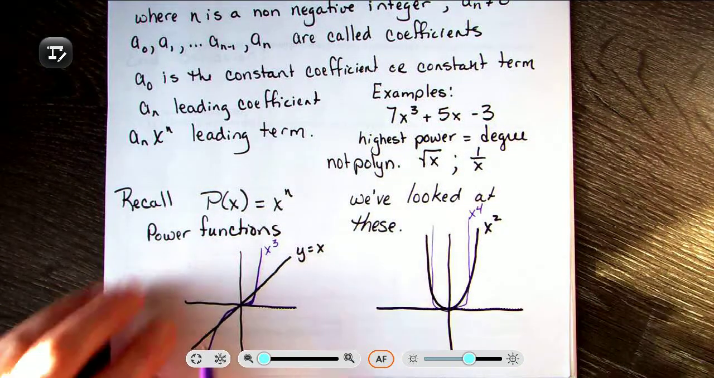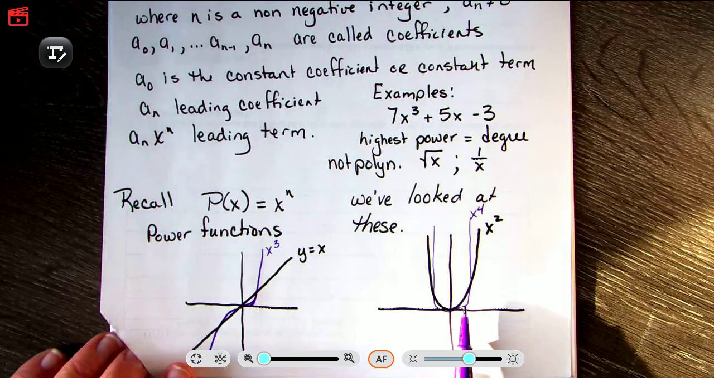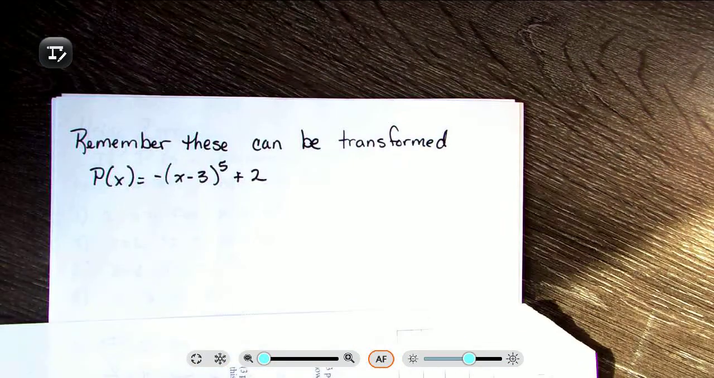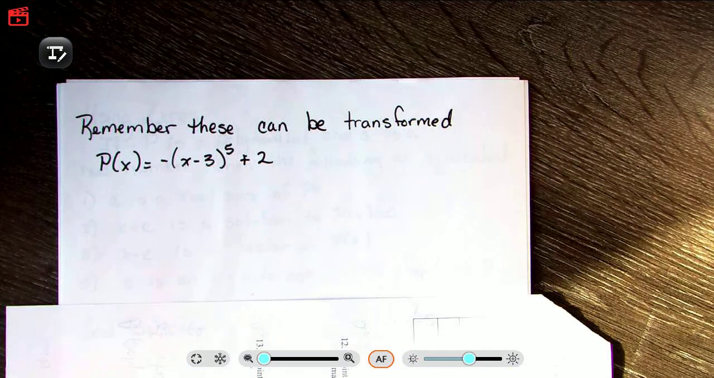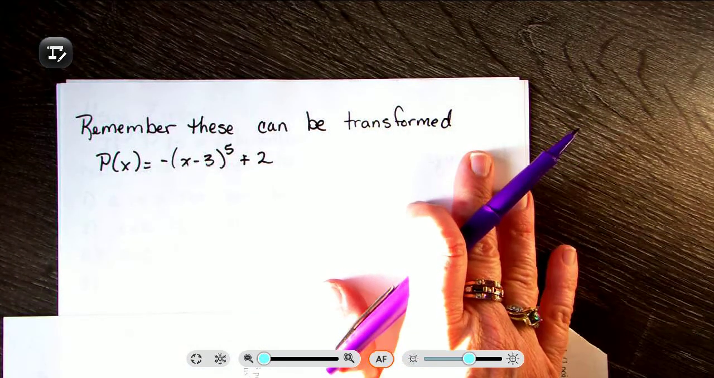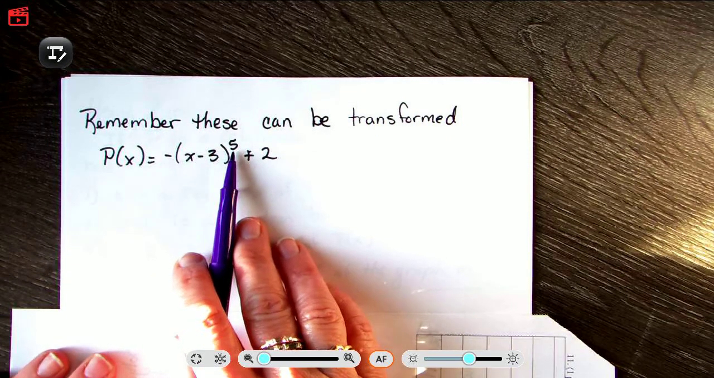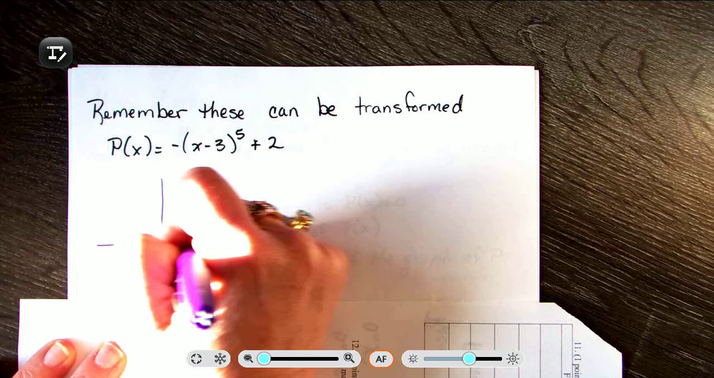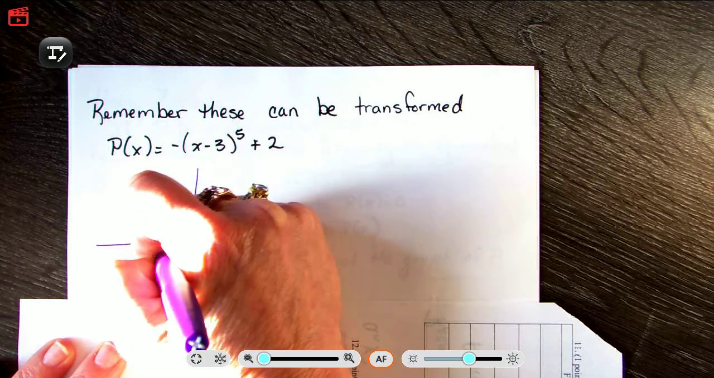And if you can remember, when we looked at these in Chapter 2, we learned how to shift them. So let's go ahead and remember that. So let's look at this guy and remind ourselves how we shift functions. So first thing we have to realize is this is our basic x to the 5th function. X to the 5th looks similar to x cubed, but a little flatter.